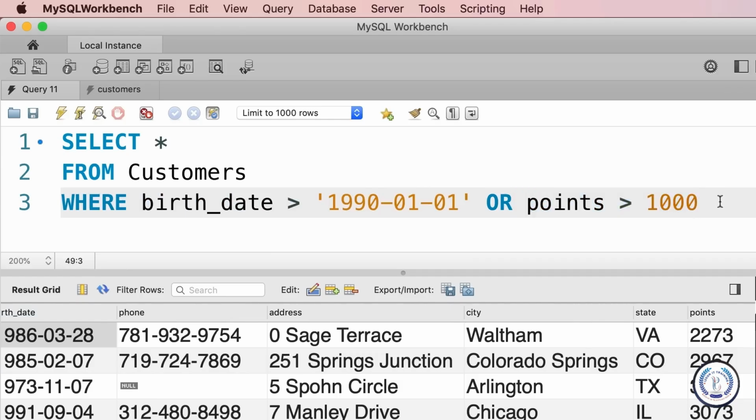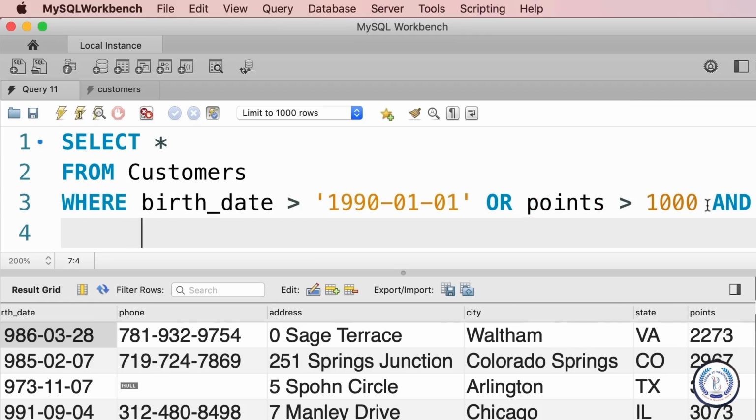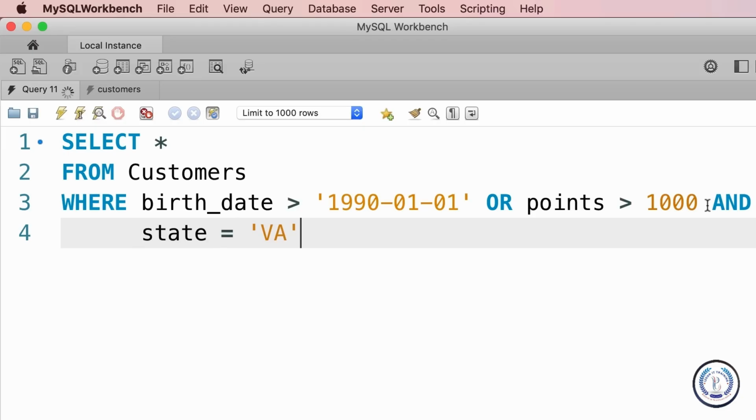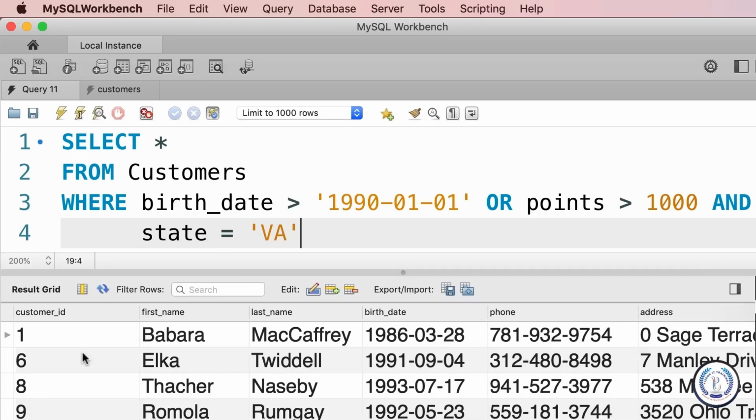Now let's take this to the next level. Let's say we want to get customers who are either born after 1990 or they should have at least 1,000 points and live in Virginia. So this is how we do this. We type out AND, and then we add another condition, state equals Virginia. Let's execute this query and see what we get. We only get 4 records.